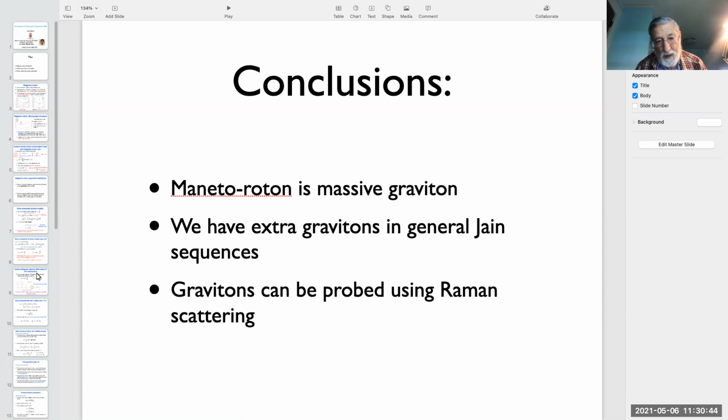So I would expect that you wouldn't get a sharp mode, but there would be some kind of spread, a width, to the graviton. Is that correct or not correct?